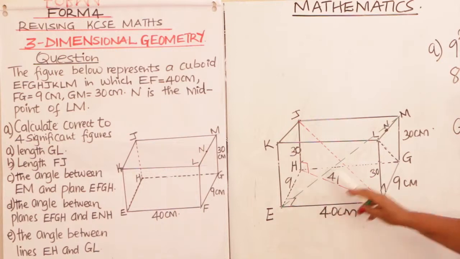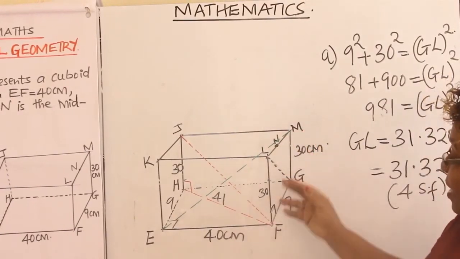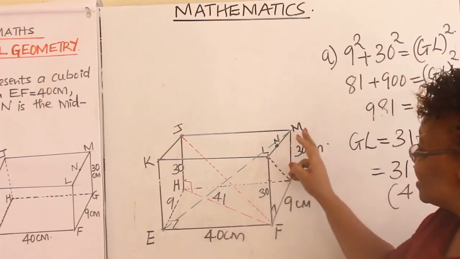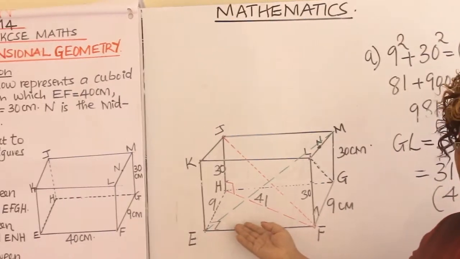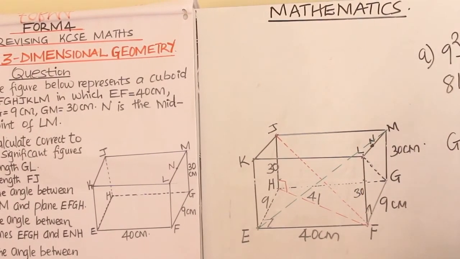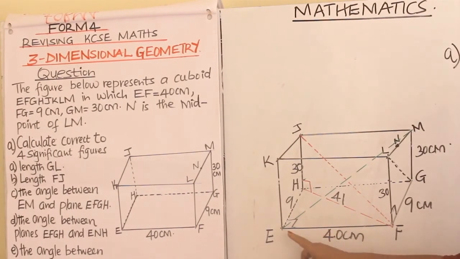So what is the angle between this one and the bottom plane? The angle between a line and a plane is the angle between this line and its projection on the plane. Where is the projection of this line here? The projection will be what? It will be EG, line EG. How?